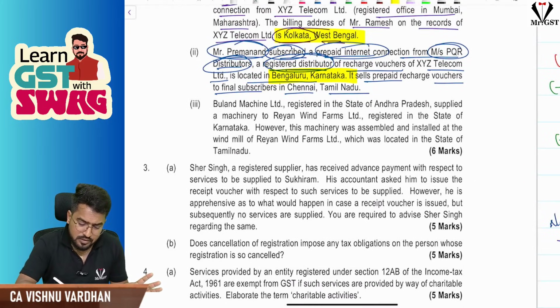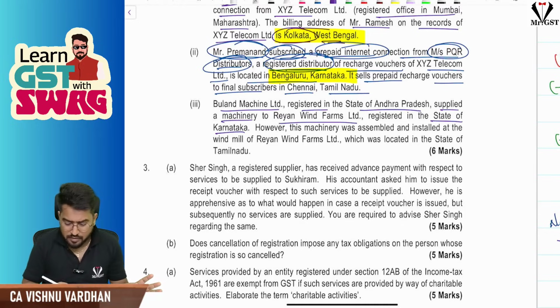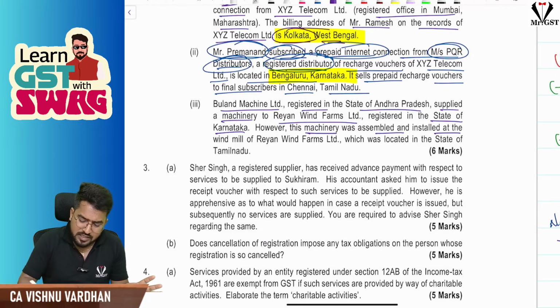Next, Bulan Machine Limited, registered in the state of Andhra Pradesh, supplied a machinery to Rayan Wind Farms Limited, registered in the state of Karnataka. The machinery was assembled and installed at the windmill of Rayan Wind Farms Limited, which was located in the state of Tamil Nadu.